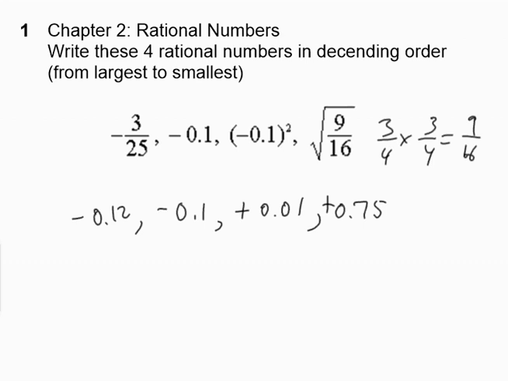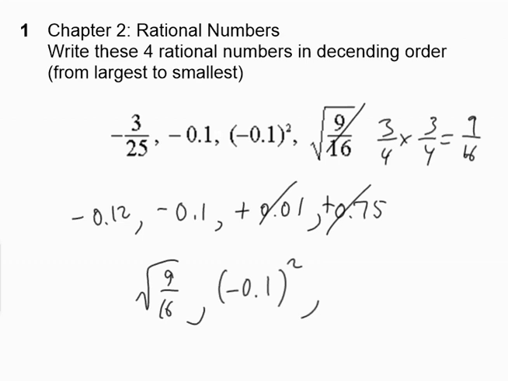And then it says rank them in descending order. So our largest number is this, but we're not going to write it like that. We're going to write it like the square root of 9/16 is our first. Our next largest is going to be this one, which is the negative 0.1 times negative 0.1, or a tenth squared.